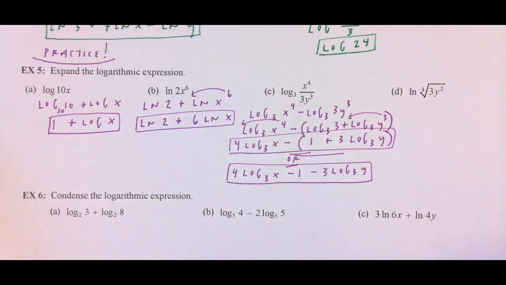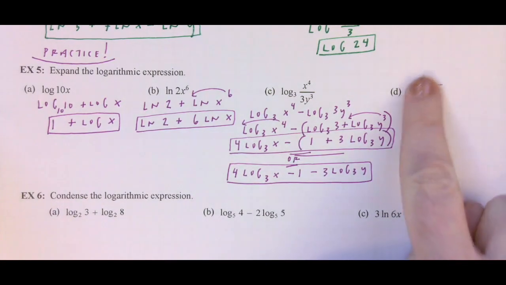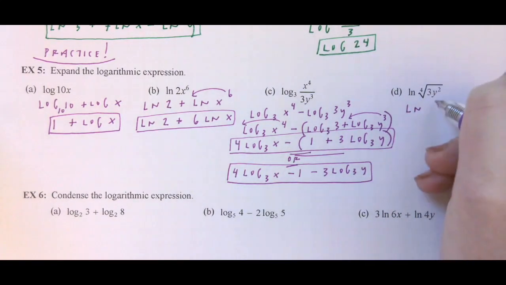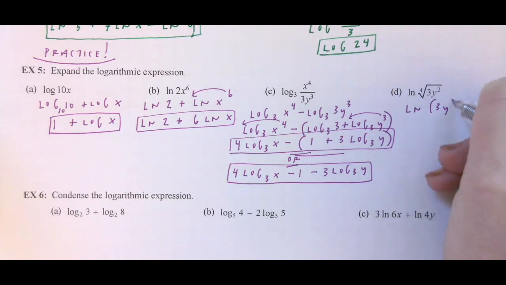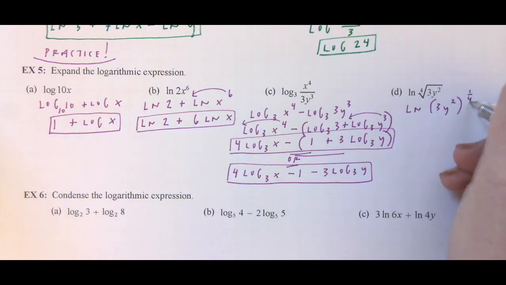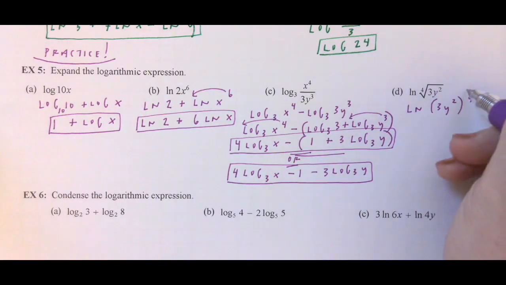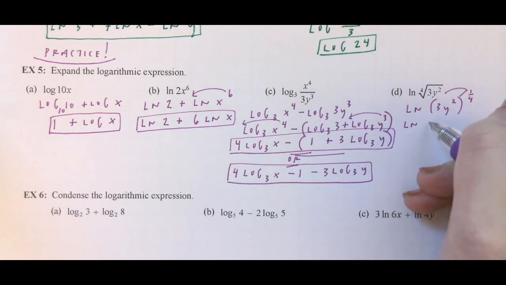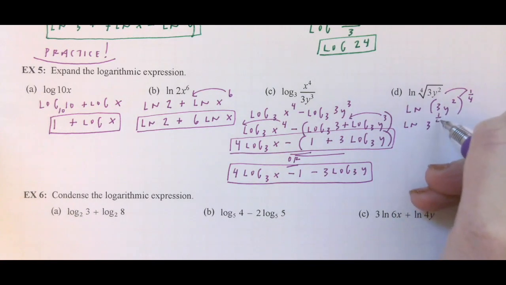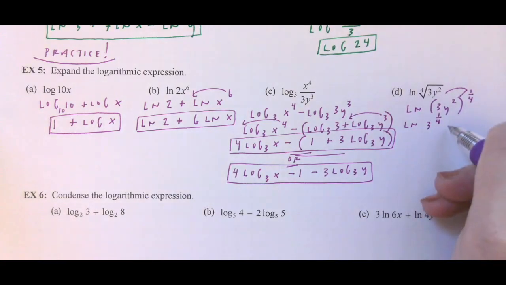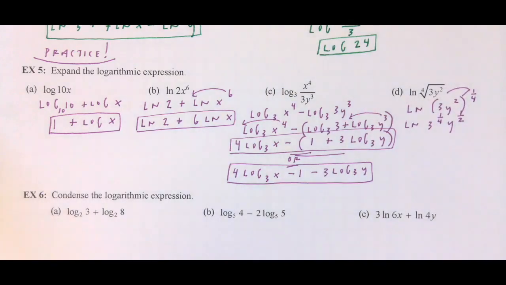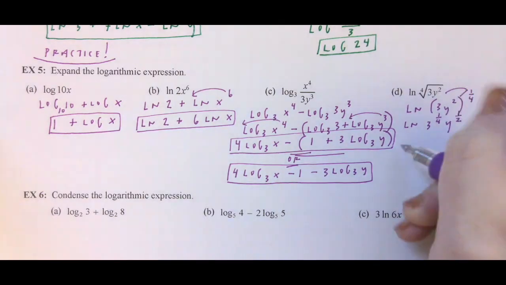All right, last one here. I'm seeing it in root form in the argument. So first things first, I'm going to go ahead and make that exponential 1/4 power like that. I'm going to distribute that 1/4 to both terms. So natural log of 3 to the 1/4 power, or quartic root of 3, and then y to the 1/2 power. Okay, so now I can split that product apart.